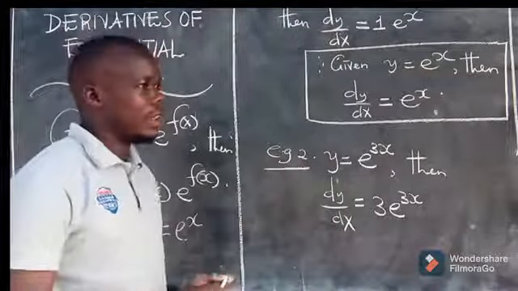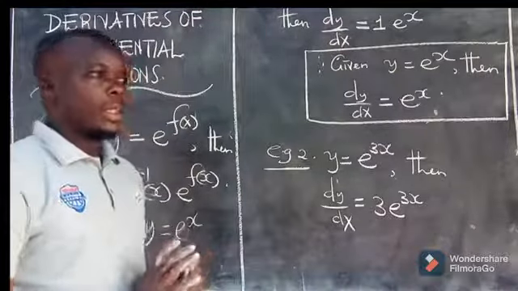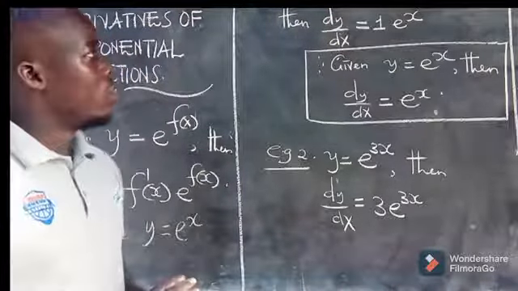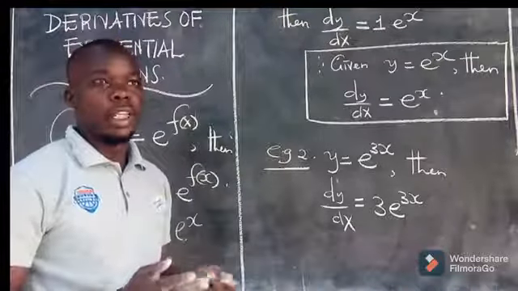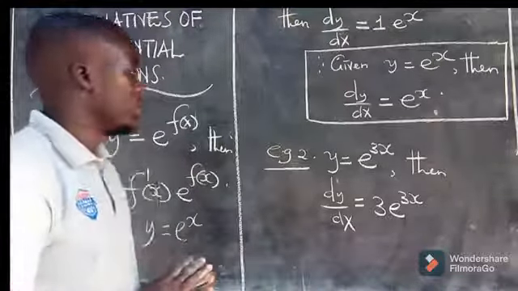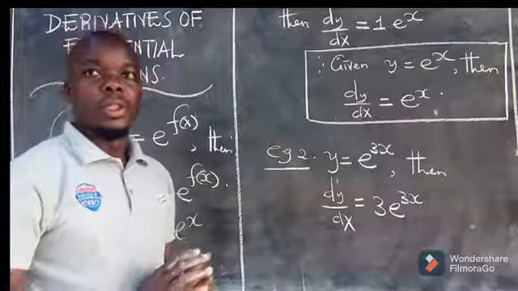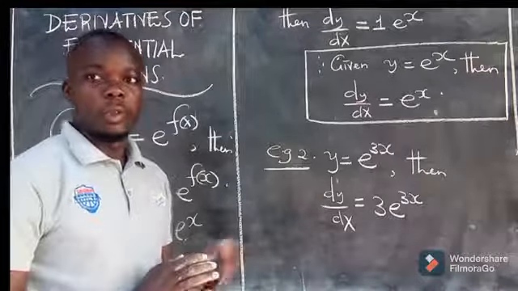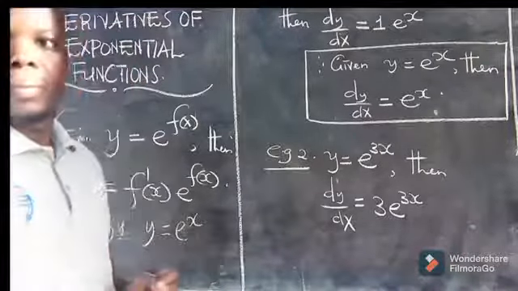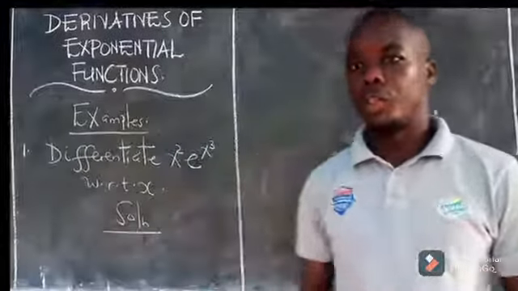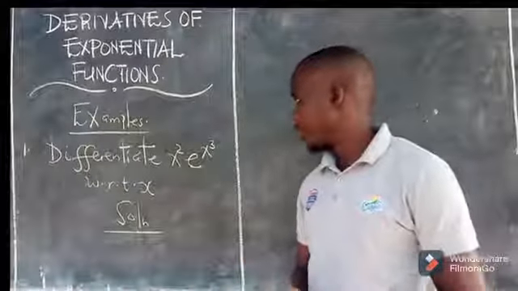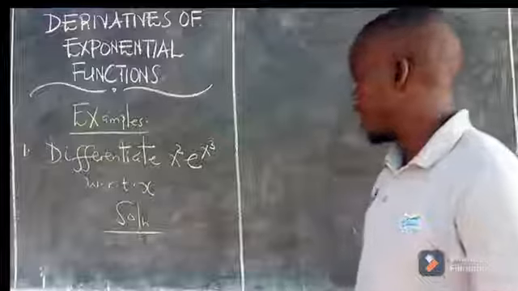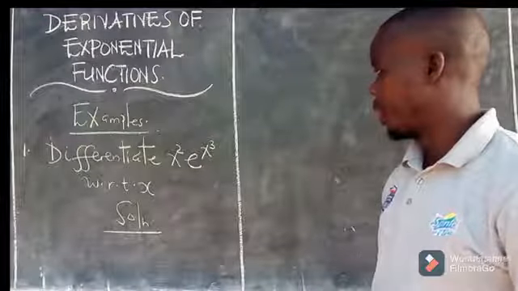Now let us look at quite complex examples that will involve a mixture of, for example, algebraic functions with exponential functions, or even trigonometric functions with exponential functions. Okay, so our first example says differentiate x squared exponential of x cubed with respect to x.